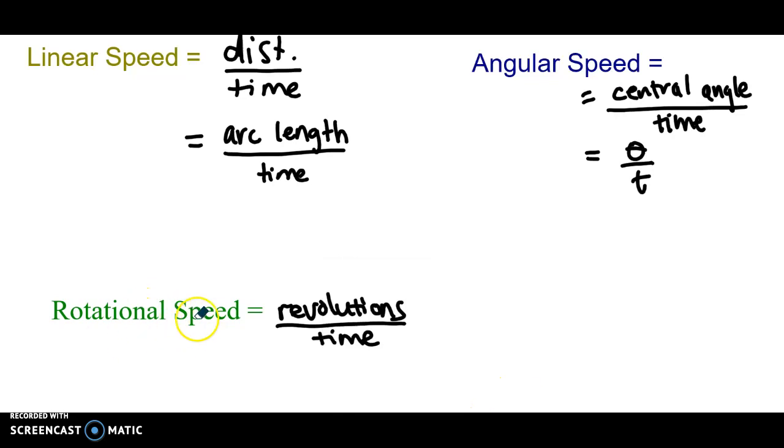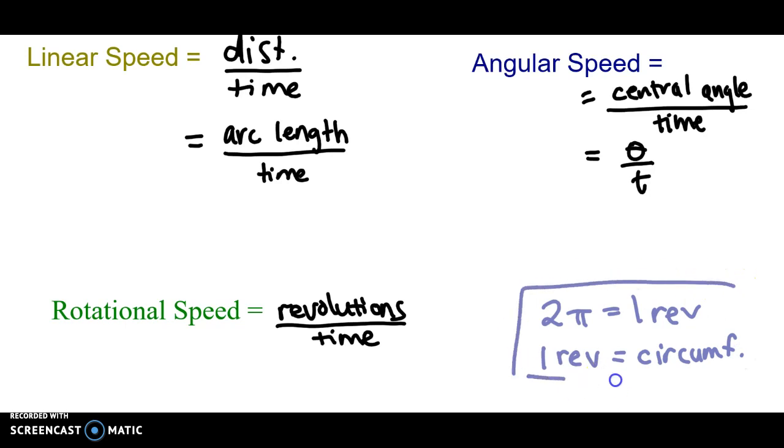So rotational speed really is the intermediary between linear speed and angular speed. We know that 2 pi is equal to 1 revolution. And we know that 1 revolution is equal to circumference. Right? So we know circumference is the linear distance of 1 revolution. So the conversion between linear speed and rotational speed deals with circumference.